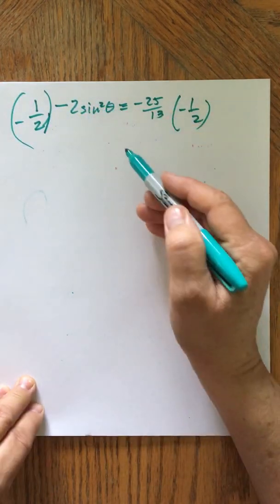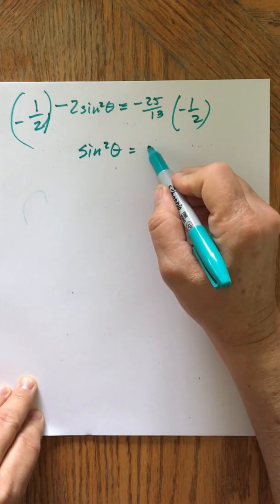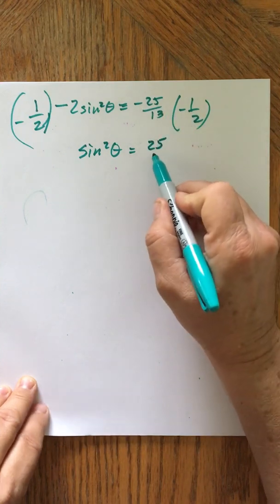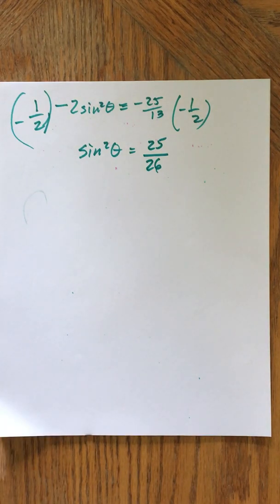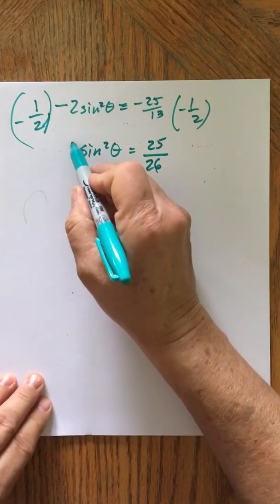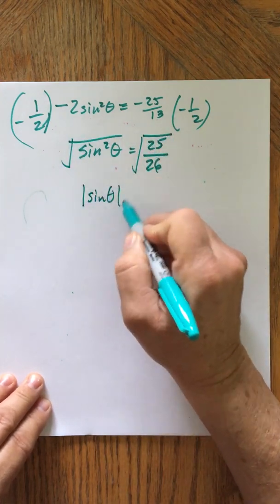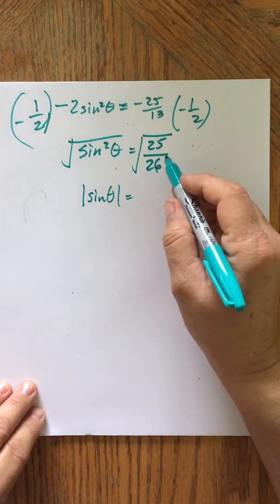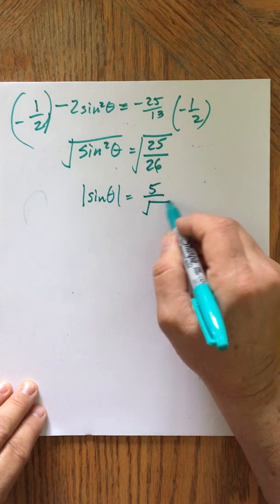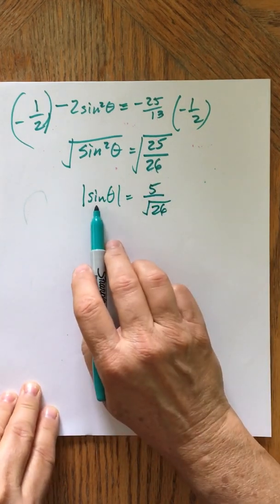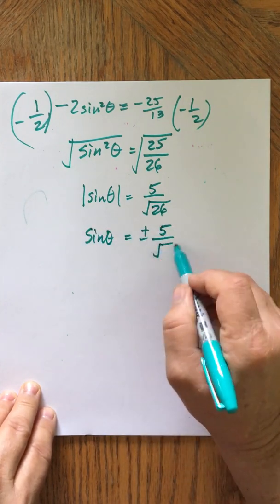And so now I'm going to have sine squared theta equals, and here a negative times a negative is going to give me a positive 25/26, okay? So here, I'm ready to take the square root of both sides. And here I'm going to get the absolute value of sine theta is equal to the square root of 25/26, but the square root of 25 is going to be 5, and then I'll leave this as square root 26. Now, to undo the absolute value, I'm going to have to say plus or minus 5 over square root 26.